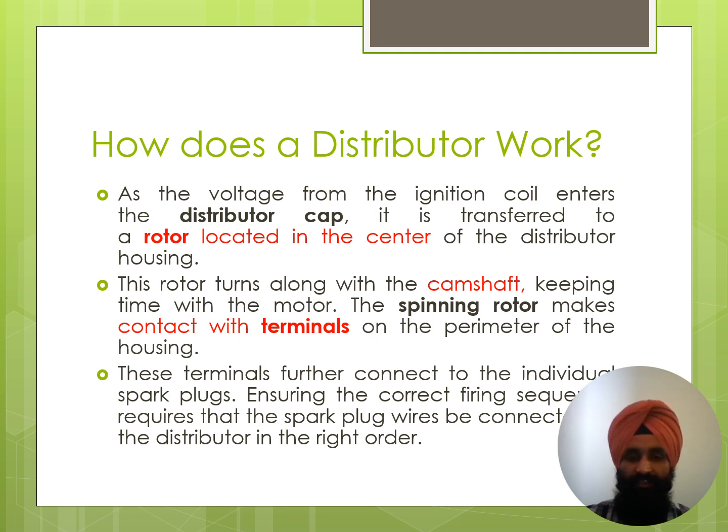So let's see how the distributor works. As the voltage from the ignition coil enters the distributor cap, it transfers to the rotor located in the center of the distributor housing. The rotor turns along with the crankshaft, keeping time with the motor. The spinning rotor makes contact with the terminals on the perimeter of the housing.